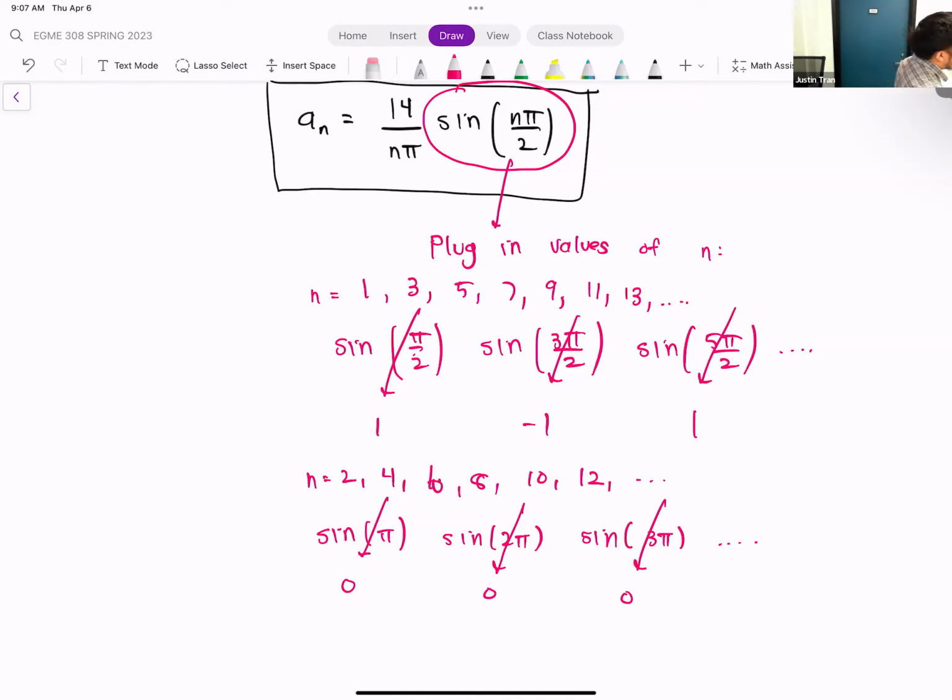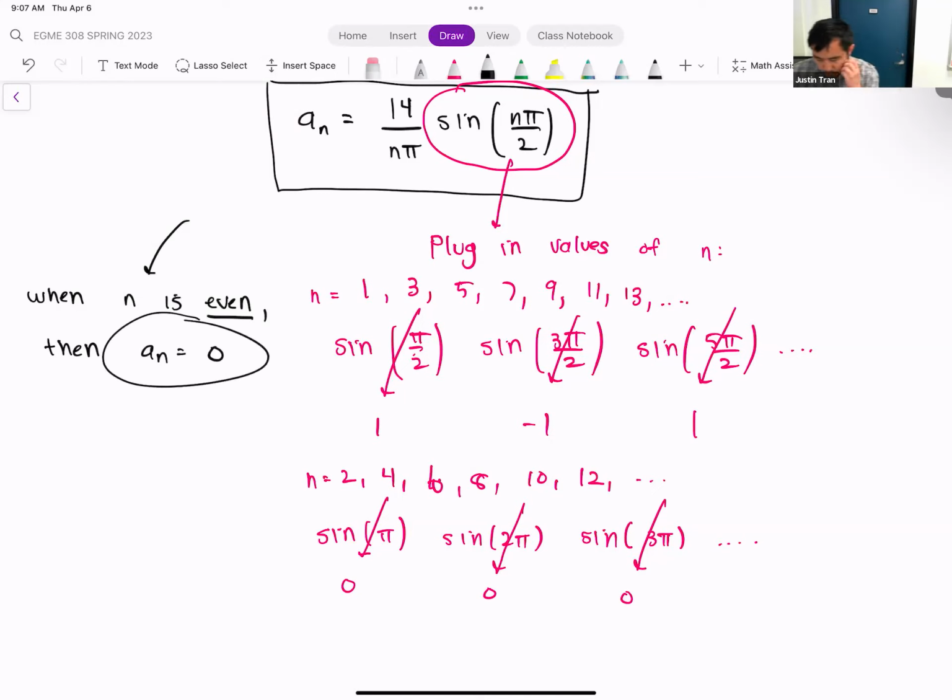So what does this tell us? This tells us that when n is even, then an is equal to 0. Okay. And when n is odd, you have to make sure that you choose the sign appropriately according to that value of n. Okay.